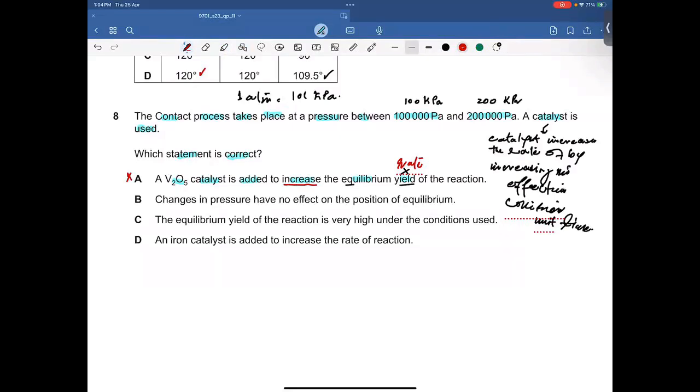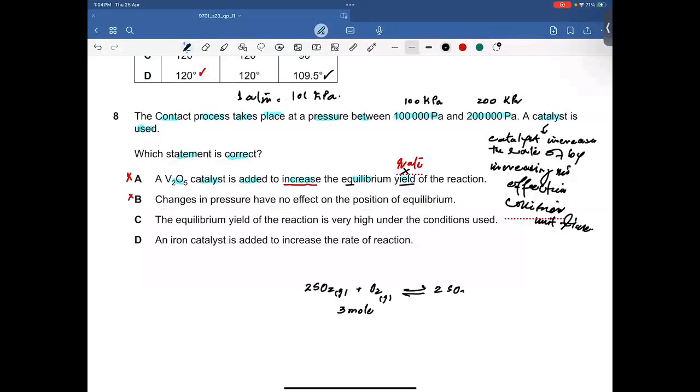Next is, changes in pressure have no effect on the position of equilibrium. Well, that's also incorrect, because if we talk about the contact process, we have 3 moles on the reactant side, and we have 2 moles on the product side.